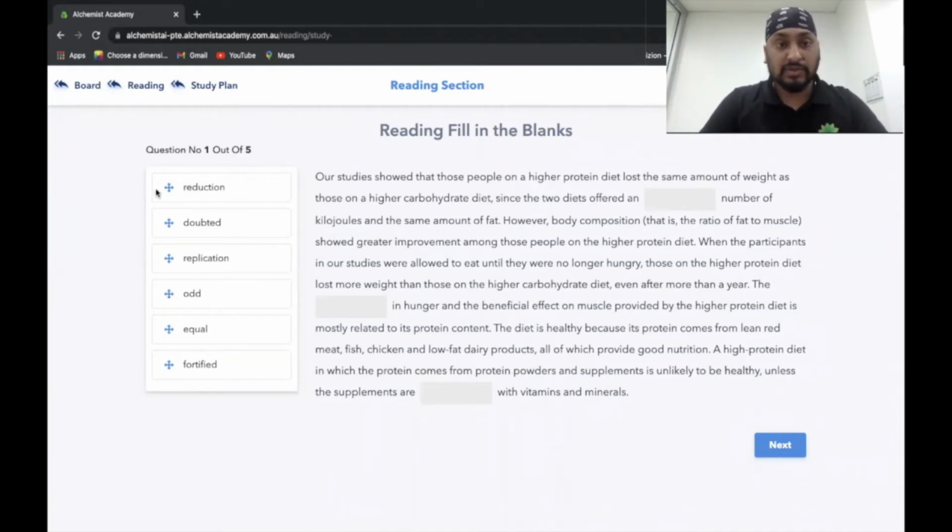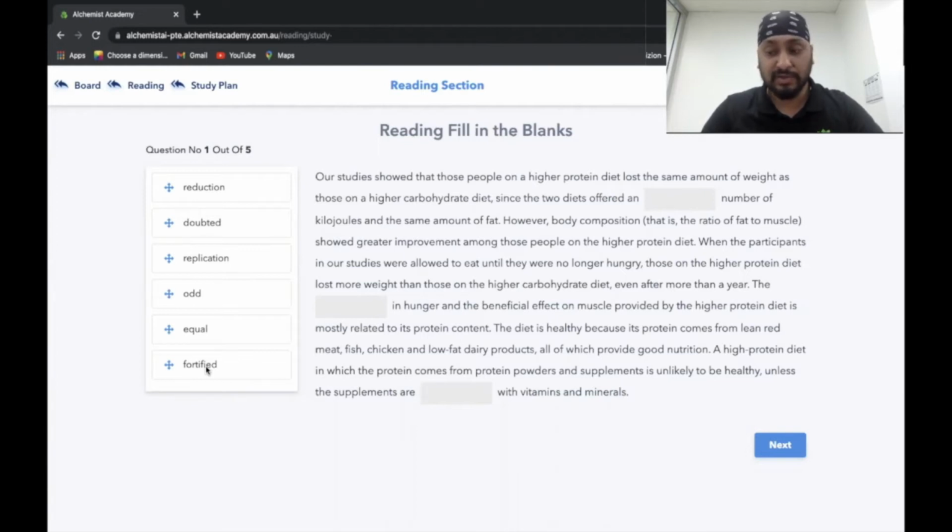Reduction, the word ends with "tion", so it should be a noun. It can also be a verb. Doubted, it's the past form, so it has to be a verb. Replication is basically a verb as well as a noun. Odd is basically an adjective. Equal, an adjective. Fortified is basically an adjective as well. Okay, let's start reading through it.